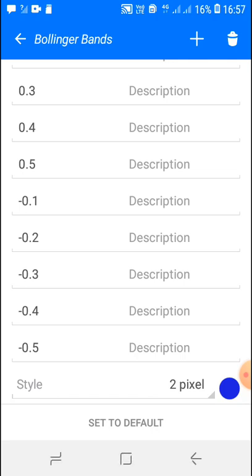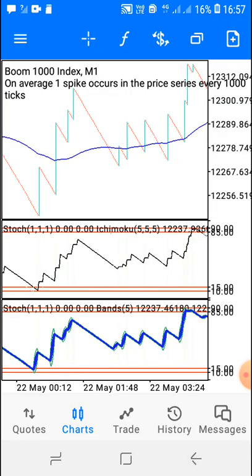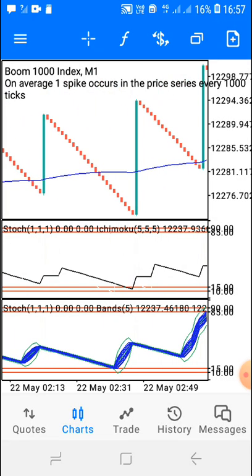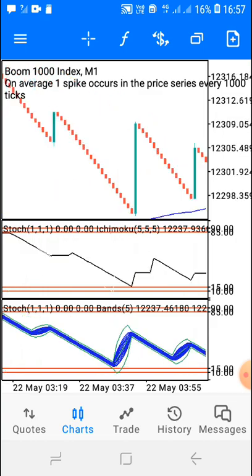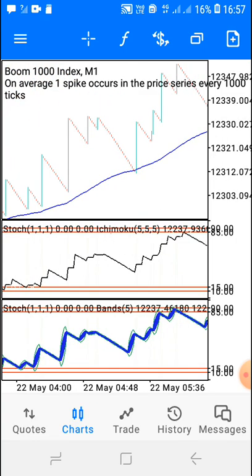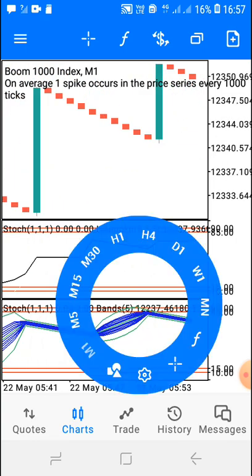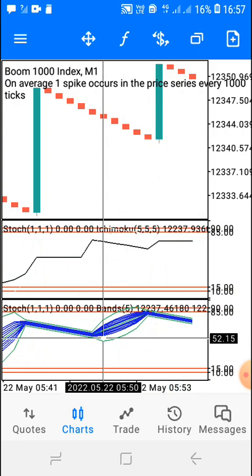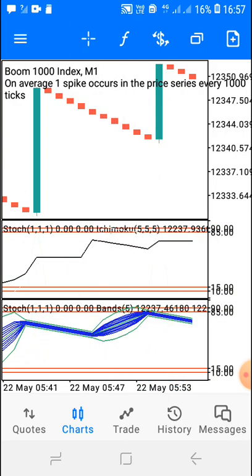Okay, check this out. You're going to click back, then you click done. So this is how it's going to look. You guys can see that the Bollinger Bands look different. We have this blue line between the Bollinger Bands. You can see the 2 green lines on the outside, and then we have this blue line in the middle. So you need to make sure that it looks like that.